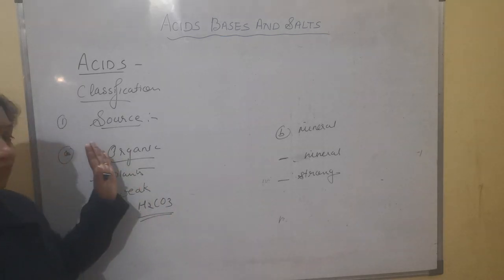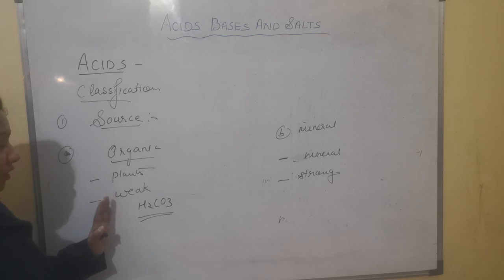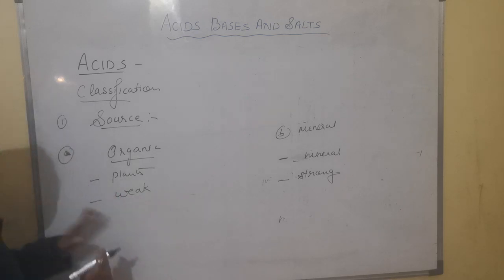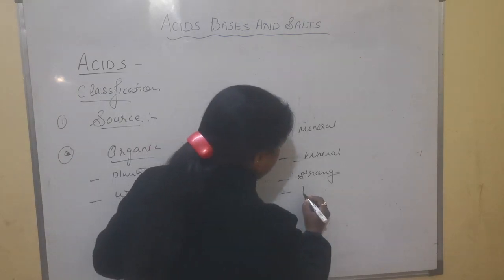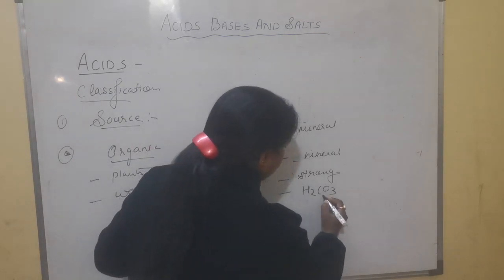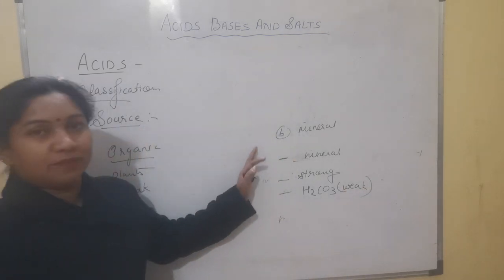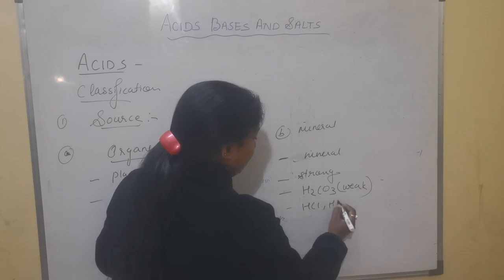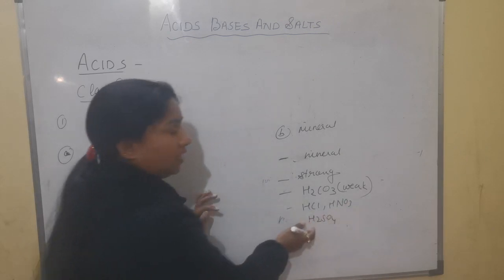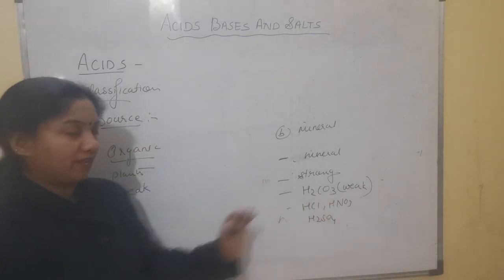Carbonic acid is a mineral acid, but it is weak. Carbonic acid is a weak mineral acid. Rest all the mineral acids are strong, like HCl, HNO3, H2SO4. All these acids are mineral acids and all are strong except for carbonic acid.